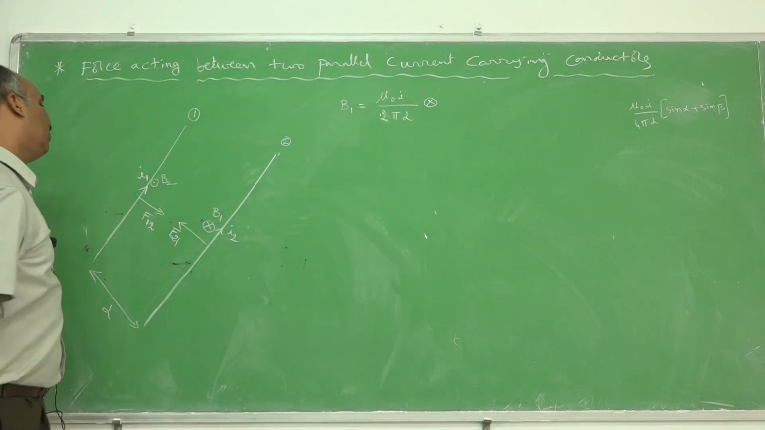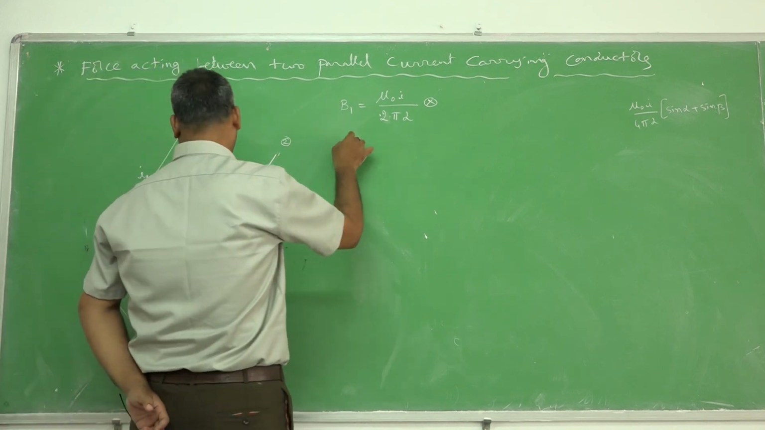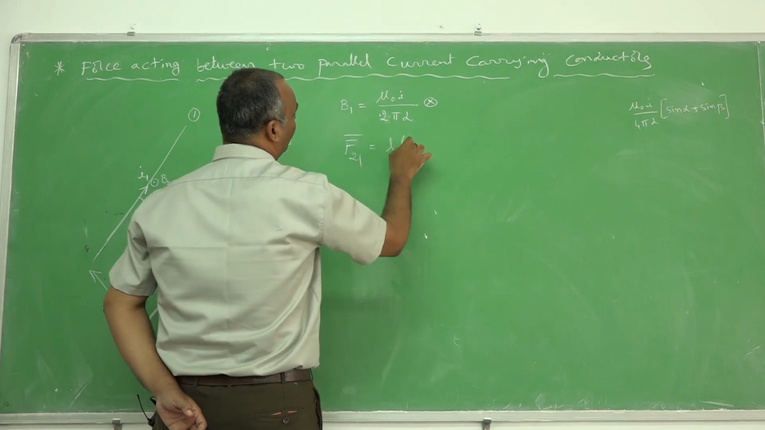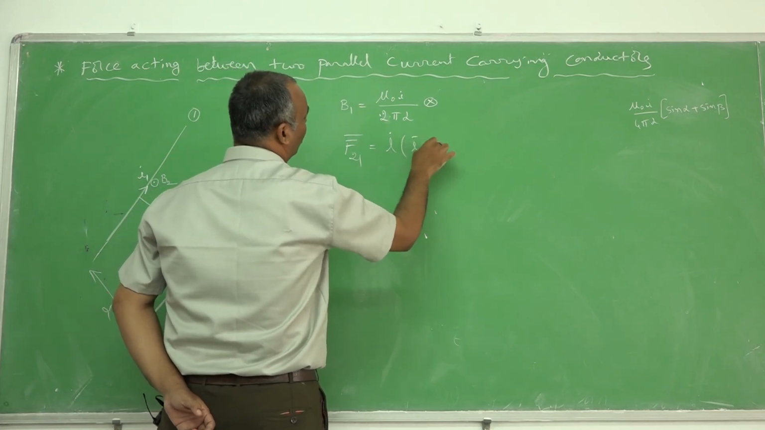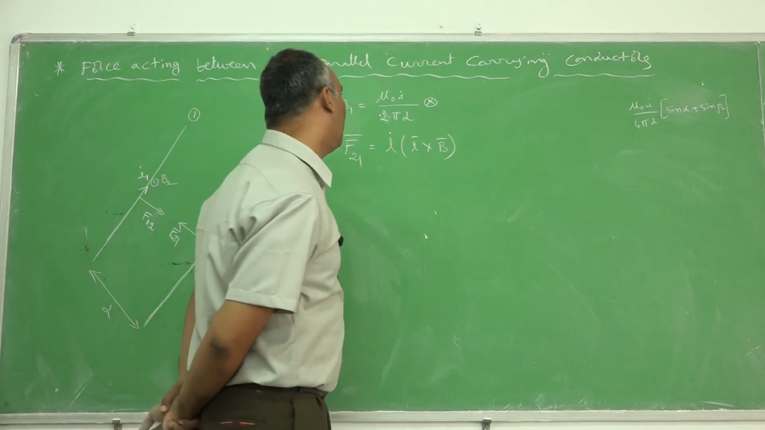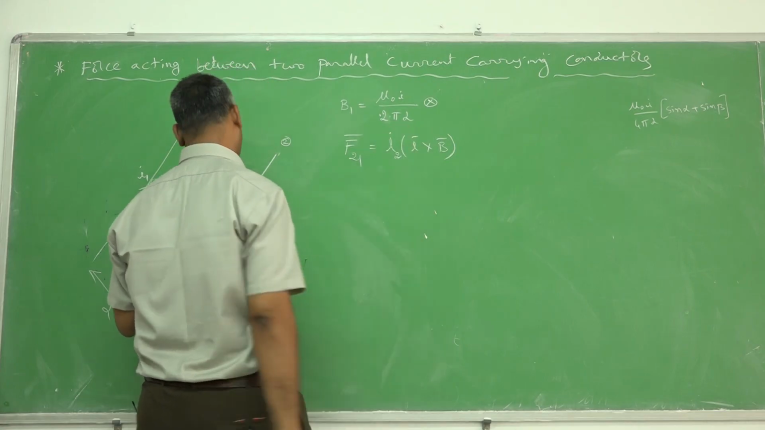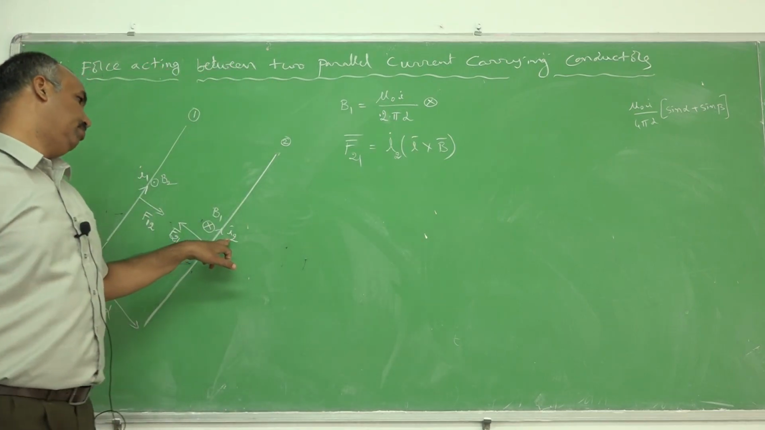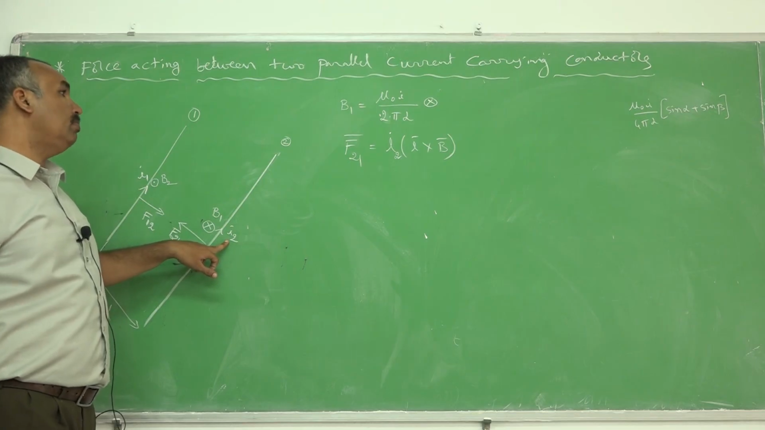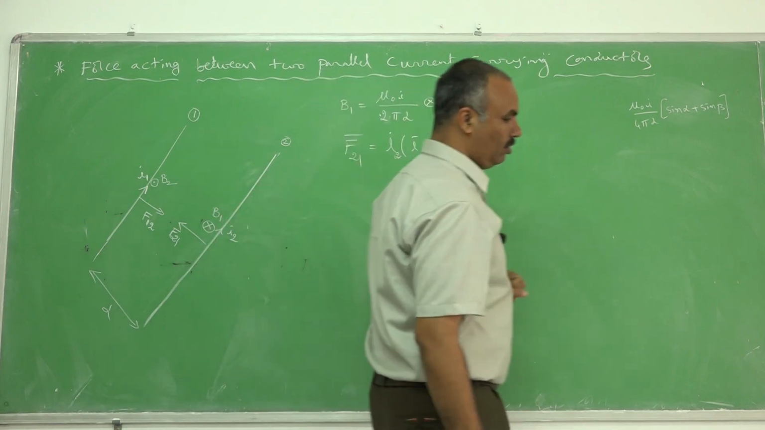Now in this magnetic field, I2 is the strength of current passing, so it gives a force F21. The formula for it is I into L bar cross B bar. I means the strength of current passing here is I2. B means the magnetic field available here is B1.